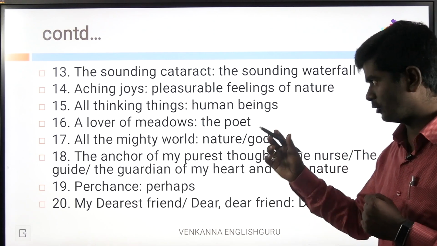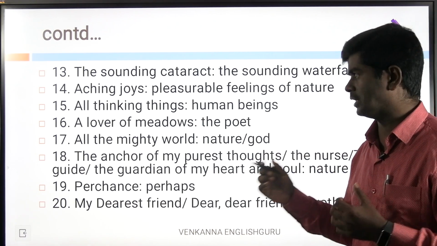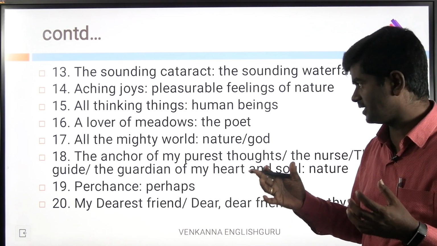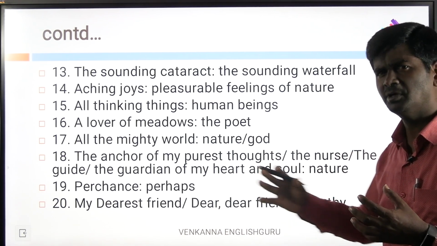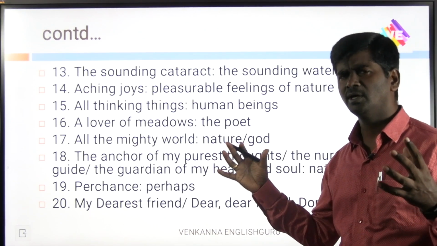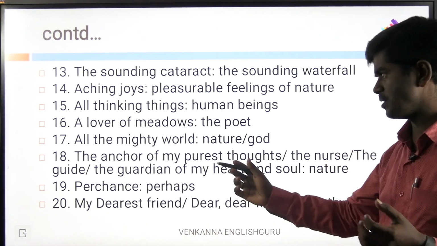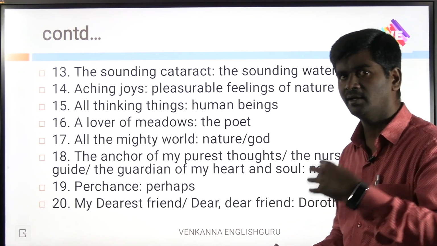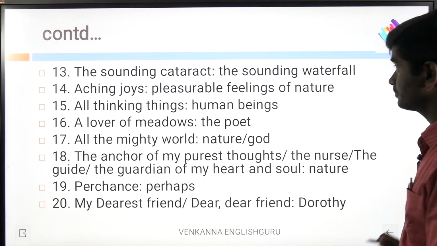the poet, and all the mighty world, the nature or the God, the anchor of my purest thoughts, the nurse, the guide, the guardian of my heart and the soul. Very wonderful images were used to describe nature. And perchance, perhaps, my dearest friend, dear friend, here the friend is Dorothy.